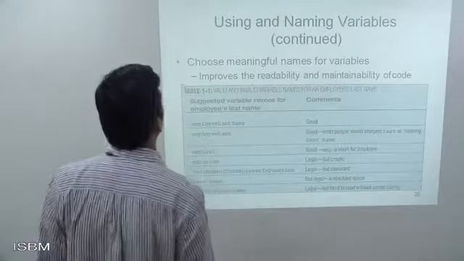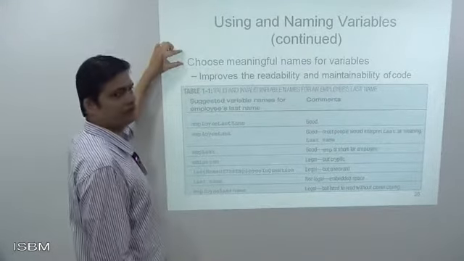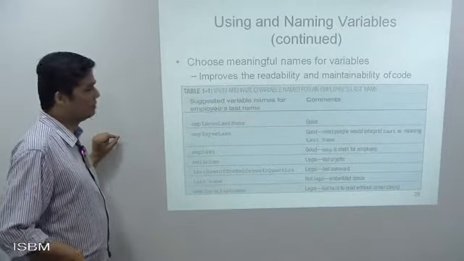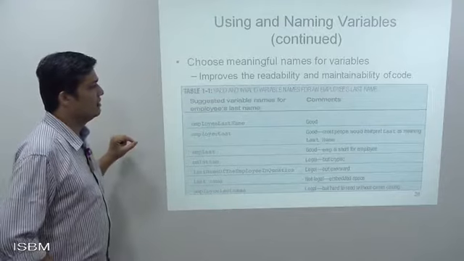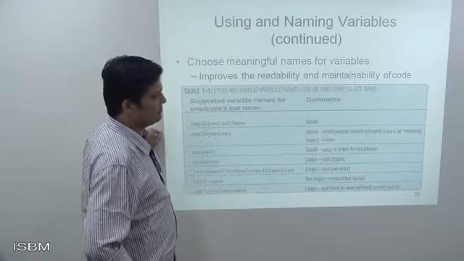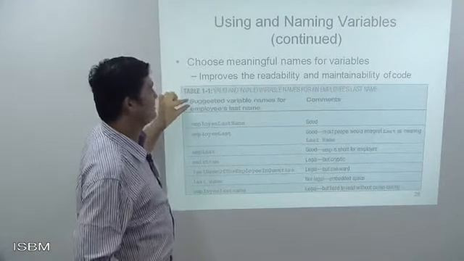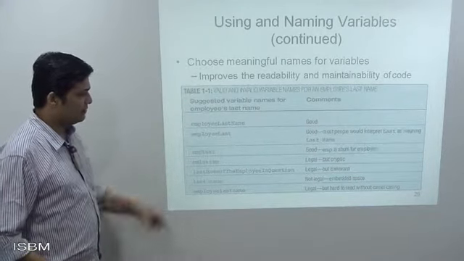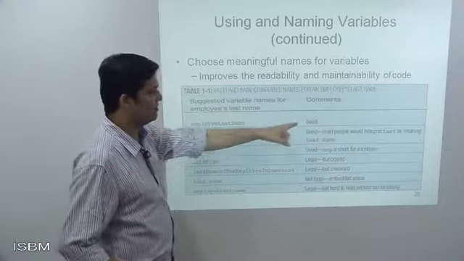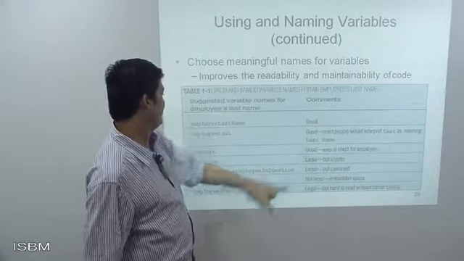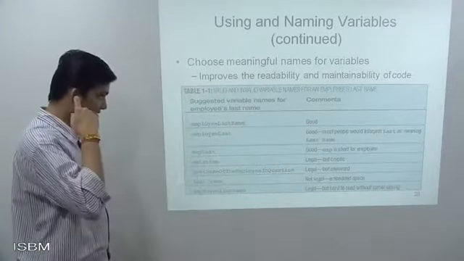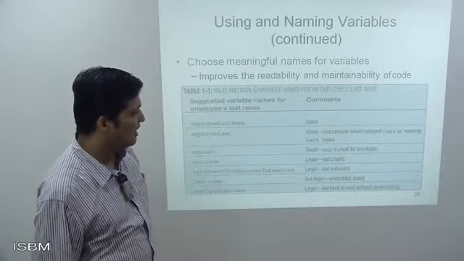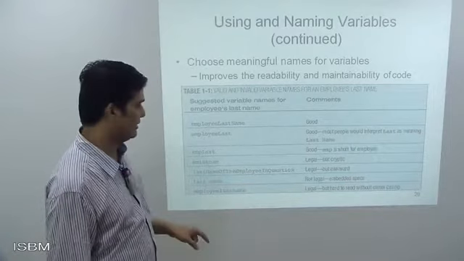Using and naming variables, continued. Choose meaningful names for variables, as this improves the readability and maintainability of the code. Just like Table 1, valid and invalid variable names for an employee last name. Suggest variable names for employee last name, like employee name, employee last. Most people would interpret last as meaning last name, correct?